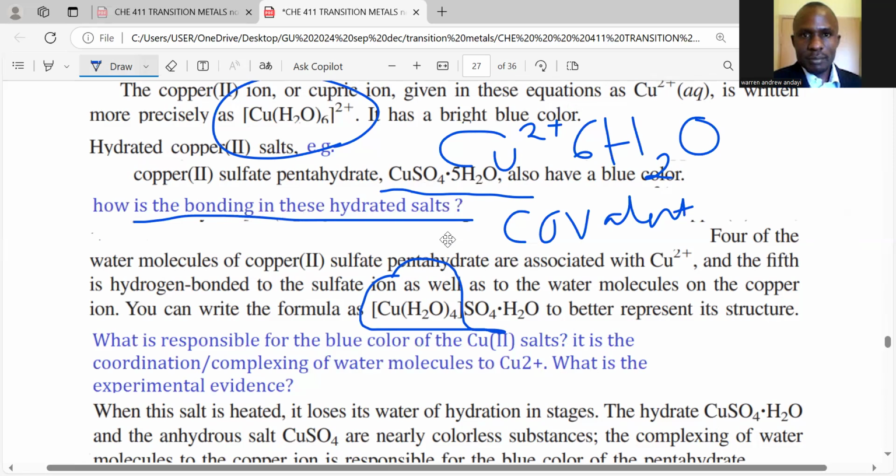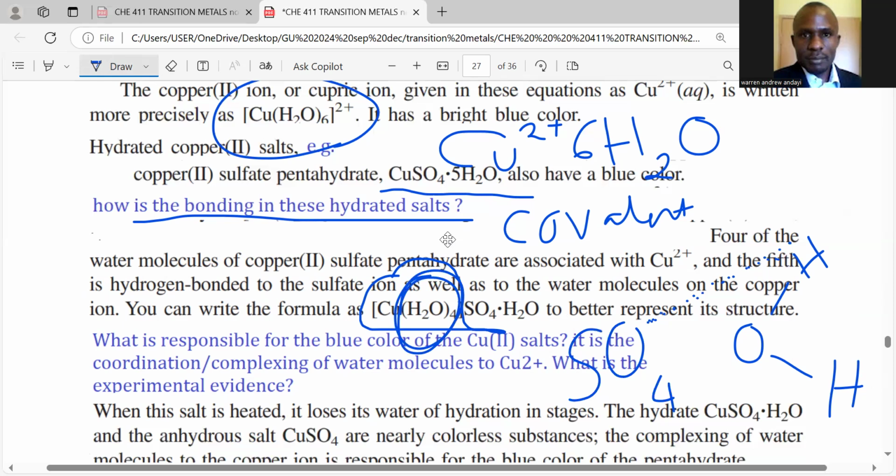So hydrogen bonding is something like this. If this is your water, then you have your sulfate here. The hydrogen bond will be between the sulfate and the water oxygen. Remember what is the definition of hydrogen bonding? It will be somewhere like that. Then it is also hydrogen bonded to the other water molecules on the copper that are already bonded. It will also be hydrogen bonded to those 4 water molecules.